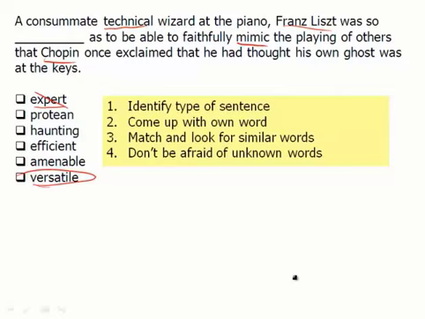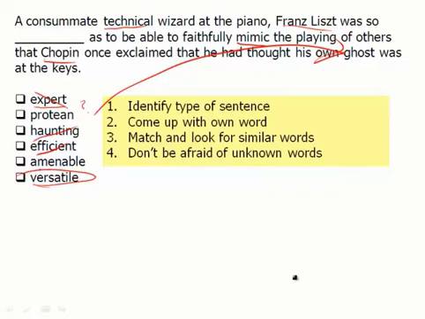Well, let's go through them. Protean. Unknown word. Difficult word. Haunting. Ghost at the keys. Trap answer. Nothing to do with the pianist Franz Liszt himself. Doesn't make sense. Efficient. Efficient just means you get a job done. Doesn't quite work in context. Again, we want a synonym for versatile. Get rid of efficient. Then we have amenable. If you're amenable to something, you're agreeable. You go along with the program.